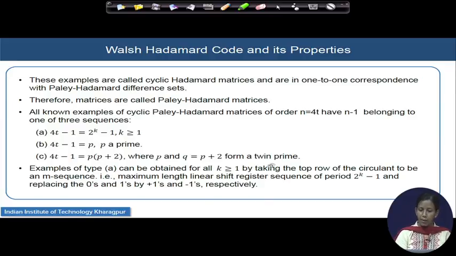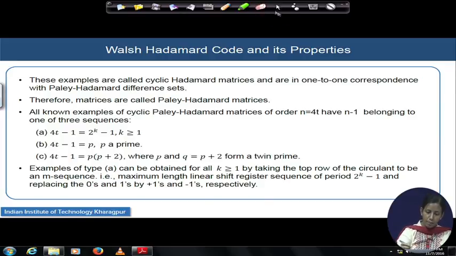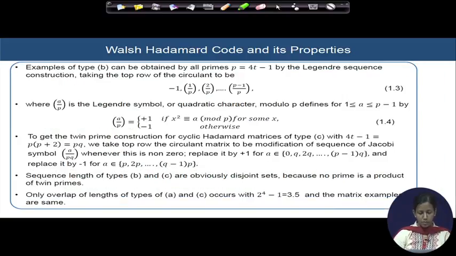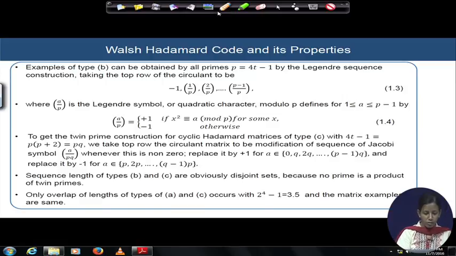These are the twin prime numbers. We take the top row of this circulant matrix to start with to be from the Jacobi symbols, where these Jacobi symbols (A/P)(A/Q), whenever this is a non-zero element, will be replaced by plus 1 for A moving from 0 to P minus 1 into Q, and it will be replaced by minus 1 for all the values of A which belong to the remaining range.